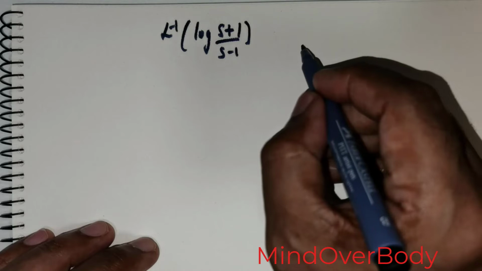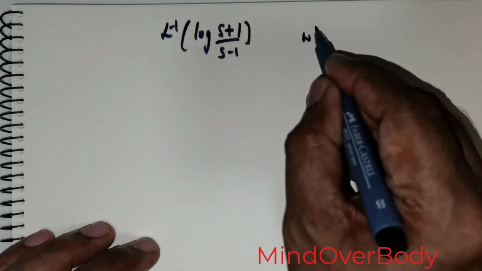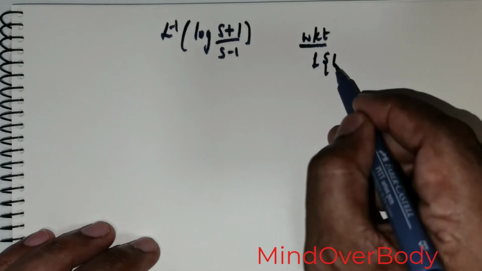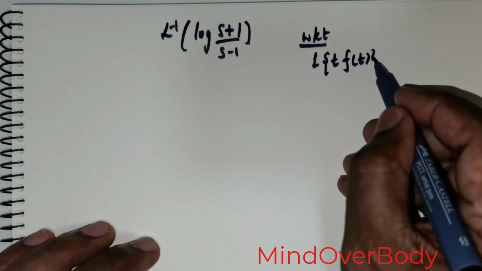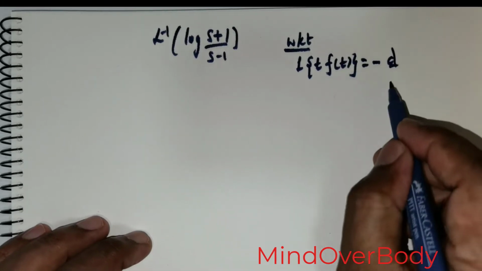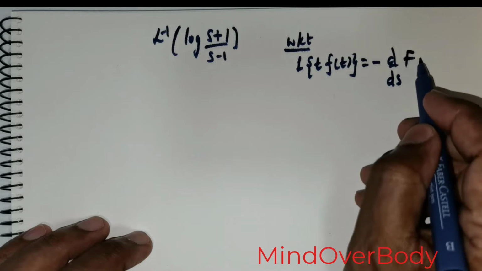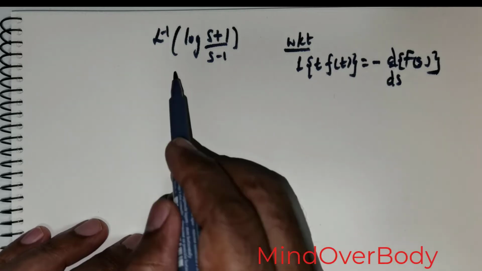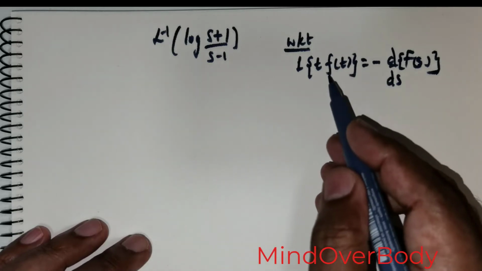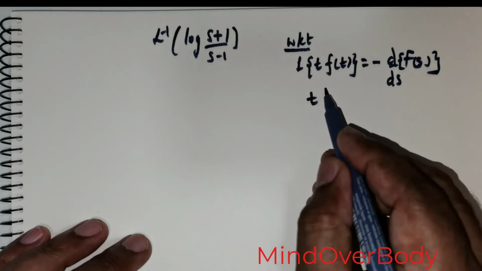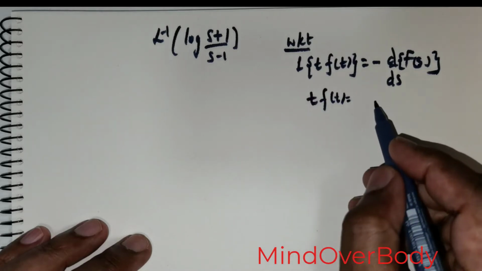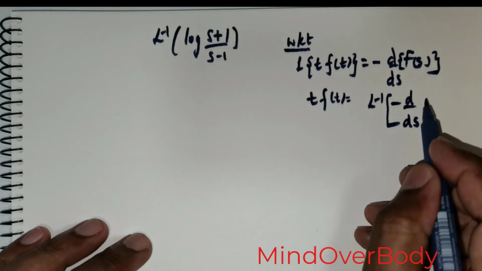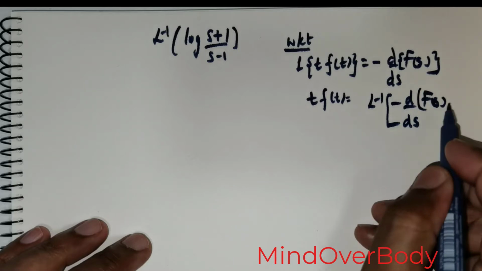Now for this question, I would like to use the popular formula. We know that the Laplace transform of t times f(t) is equal to negative d/ds of F(s), a formula that I would be using. With this formula, from here you can clearly see that t times f(t) is equal to L inverse of negative d/ds of F(s), right?